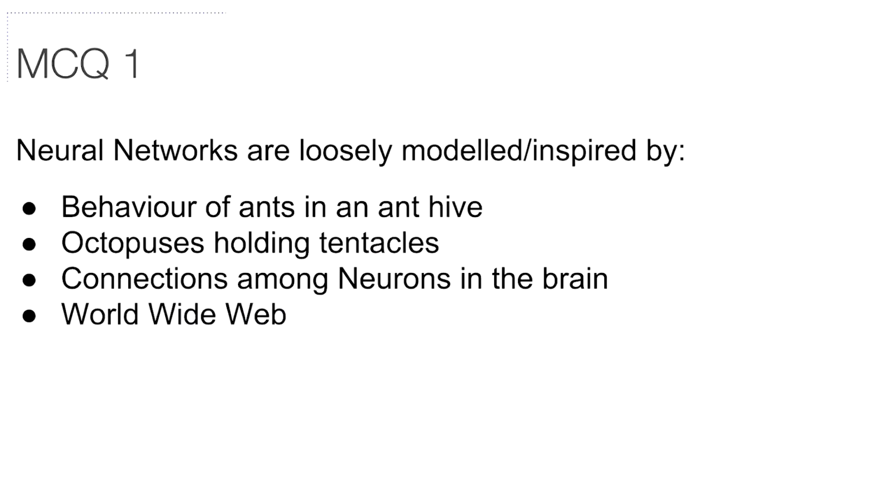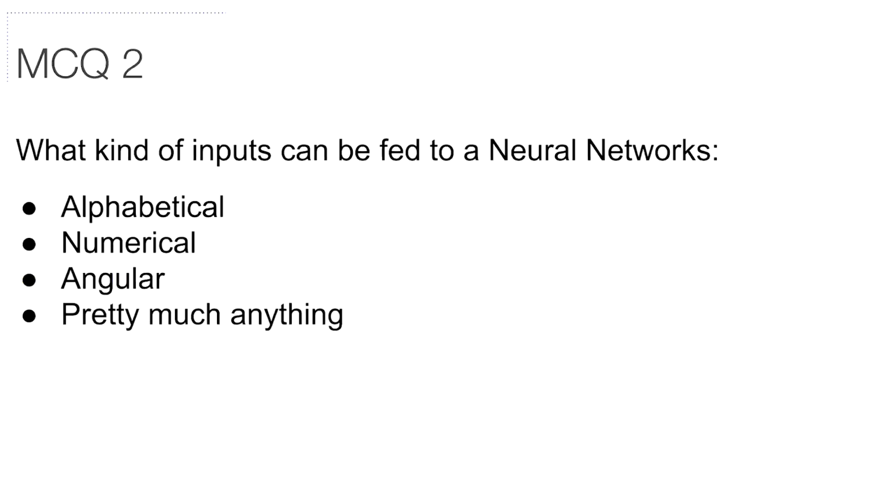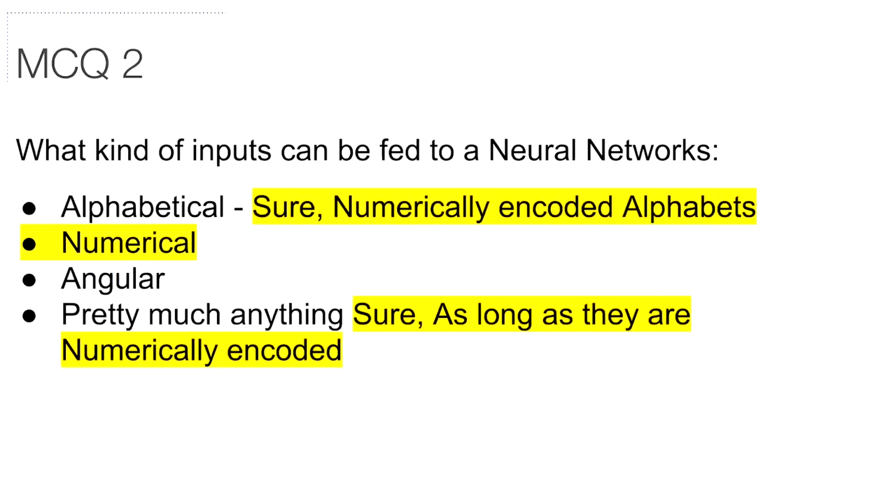Neural networks are loosely modeled or inspired by... Just shout it out. 3? Correct. What kind of inputs can be fed to neural networks? Alphabetical, numerical, angular, pretty much anything. 4, pretty much anything. As long as it's numerical, you can pretty much feed anything. That means it's technically numerical in the last point.